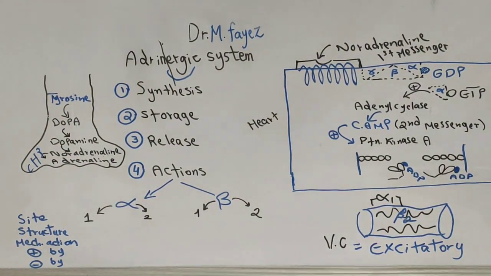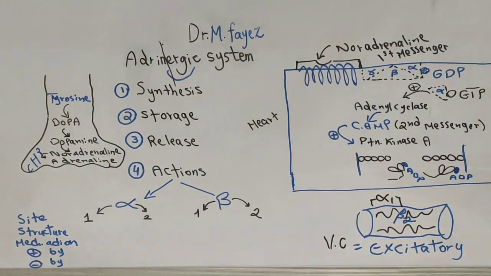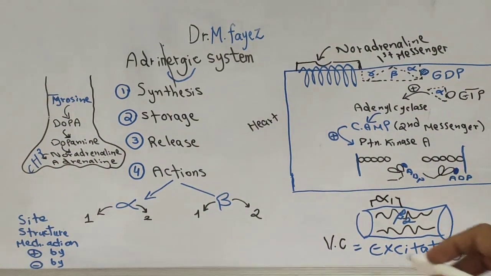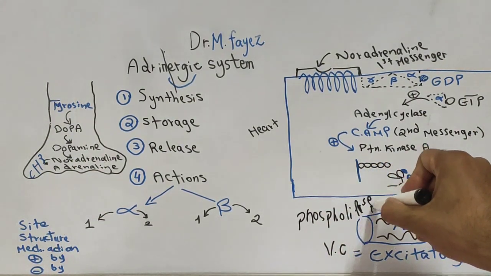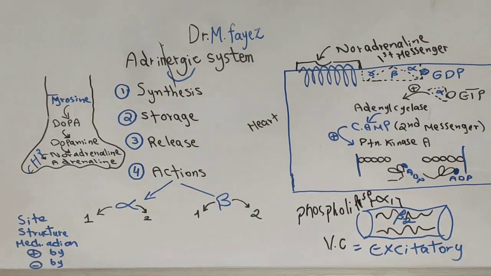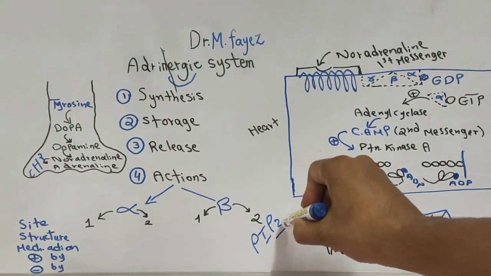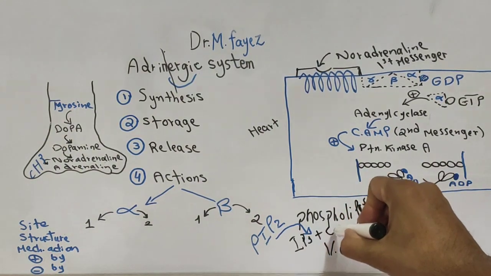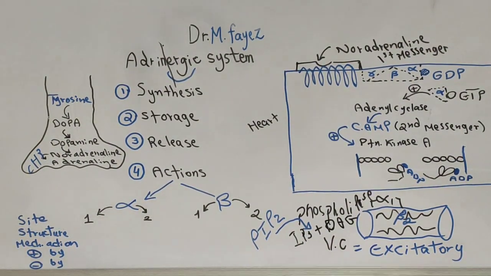I told you before, we have two types of second messenger, either calcium or cyclic AMP. If you act through one of them, this means you have abundance of the enzyme which forms it. In blood vessels, you have abundance of phospholipase enzyme. Phospholipase is going to convert phosphatidyl inositol diphosphate, or PIP2, into IP3 plus diacyl glycerol.